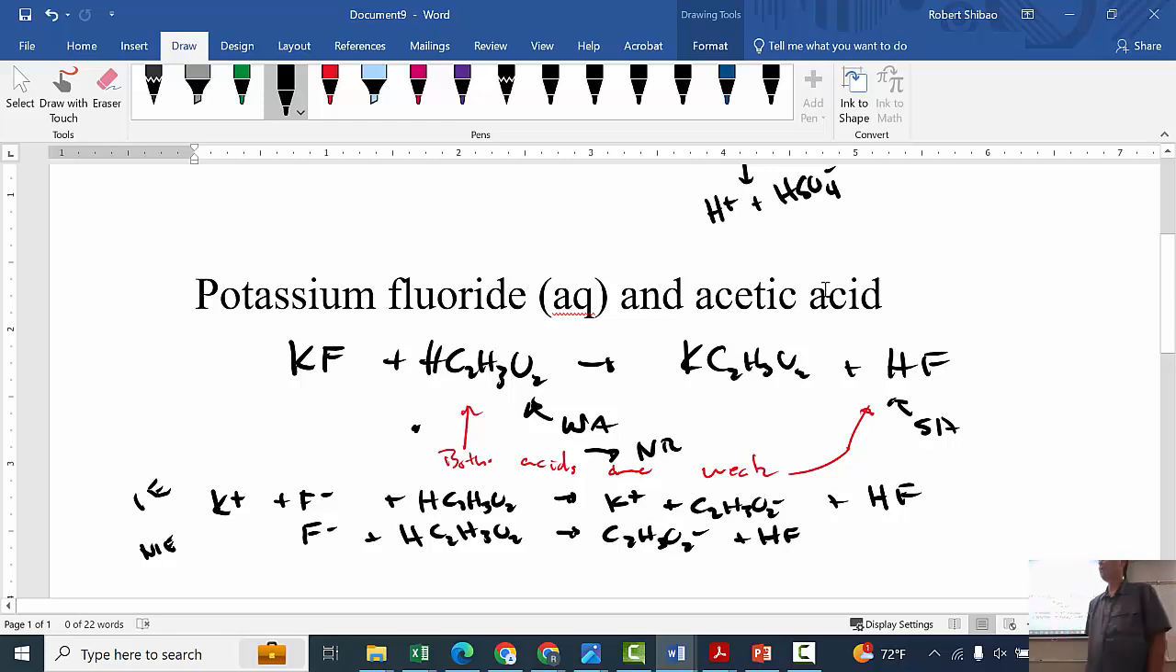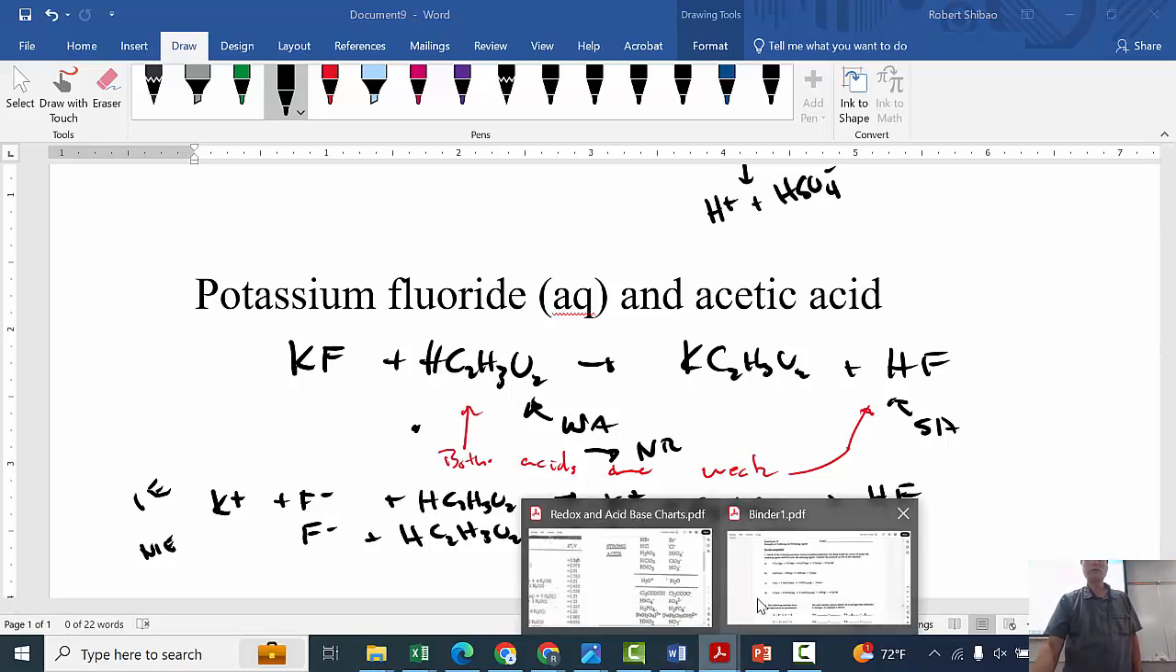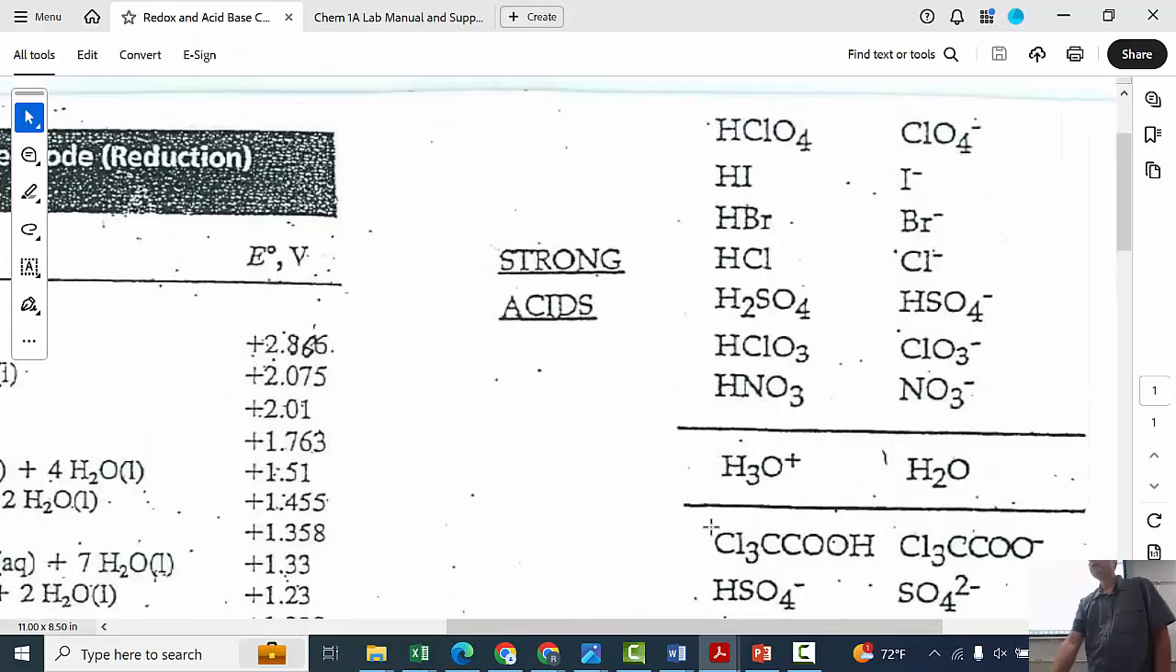A lot of people had weak acid to weak acid. Well, there's no leveling effect for weak acids. The leveling effect is only for strong acids. So all these strong acids here are the same strength, except for H2SO4, which is a little bit stronger, but otherwise the rest are the same. So we'll just treat them the same.